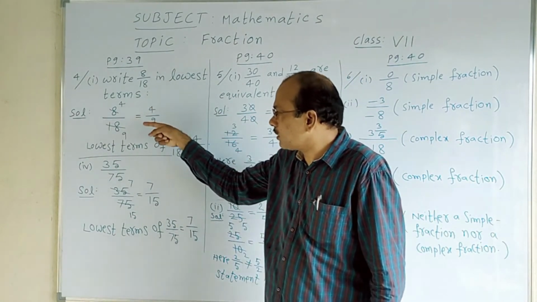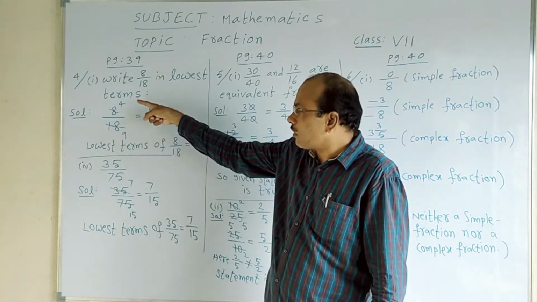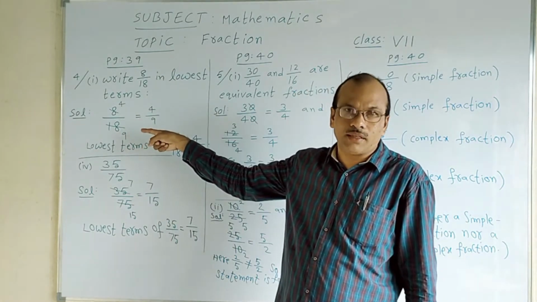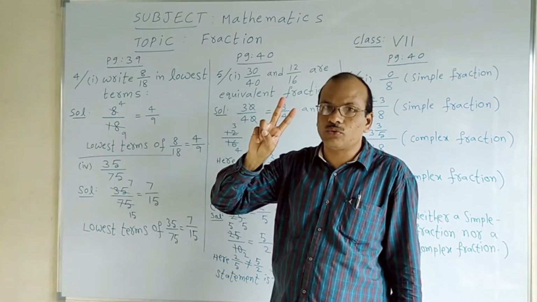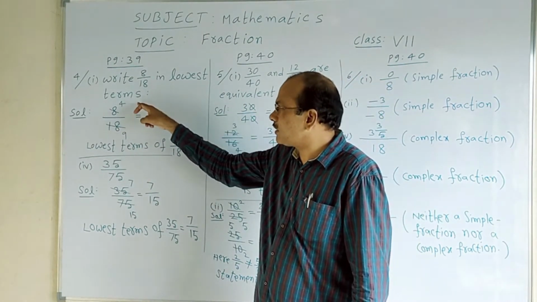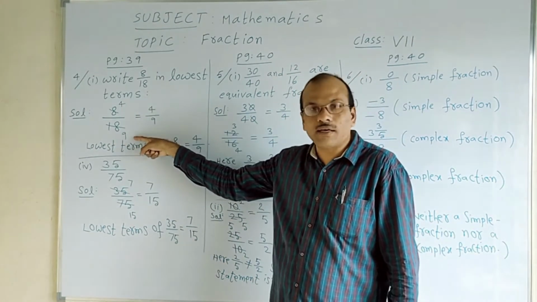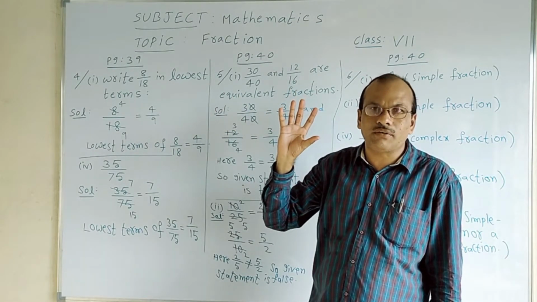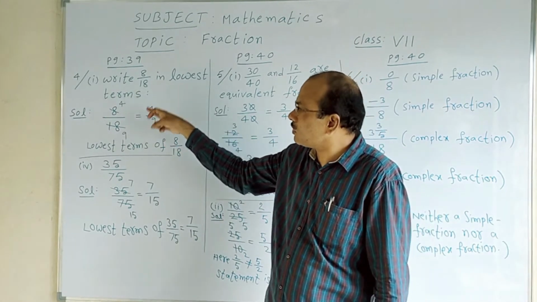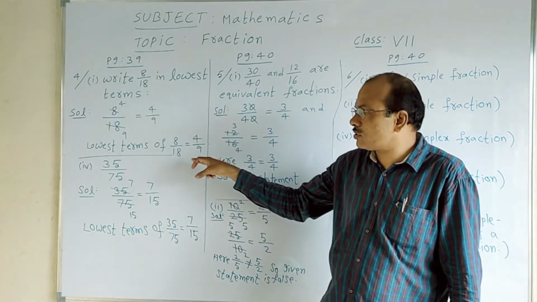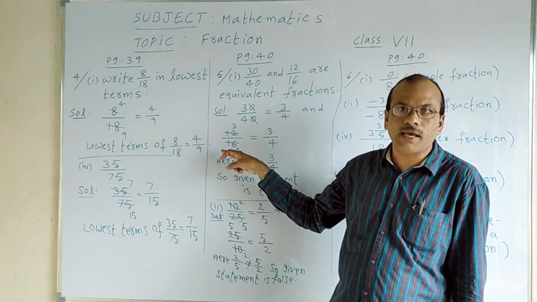Now, 8 by 18 is given, and I have written 8 by 18 in the solution. A common table is identified to cancel them. What common table is used for 8 and 18? 2 table. So 4 2s are 8, then 2 9s are 18. 4 and 9 are left and no more common table is identified. So that becomes the lowest terms for the given question 8 by 18. That's why the lowest terms of 8 by 18 is equal to 4 by 9, written as a conclusion step.